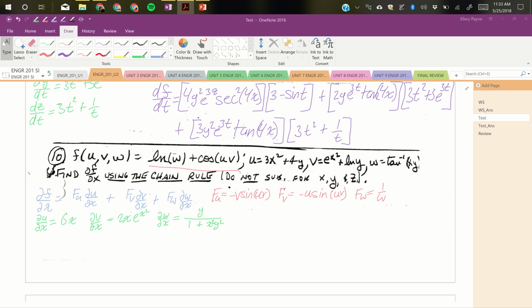Check the answer real quick. Oh, well, it's marked out. It doesn't fit on the sheet. I think it's 1 plus x squared y squared. Yeah, that looks right. All right.